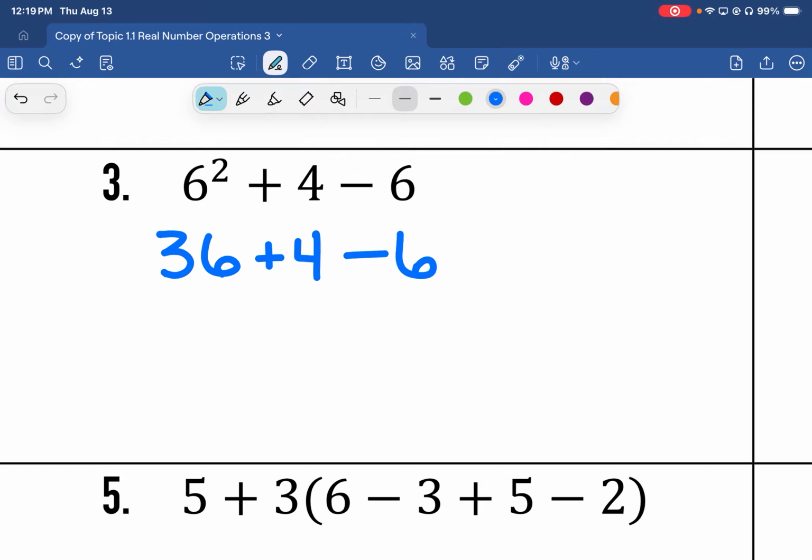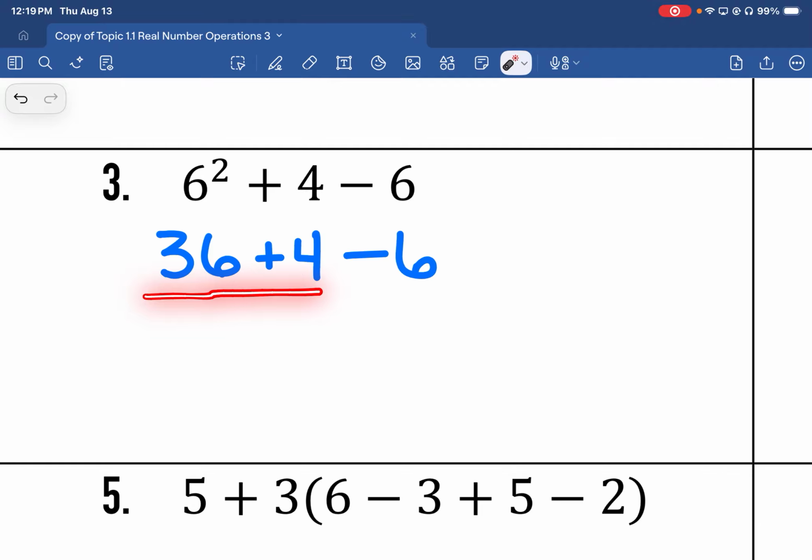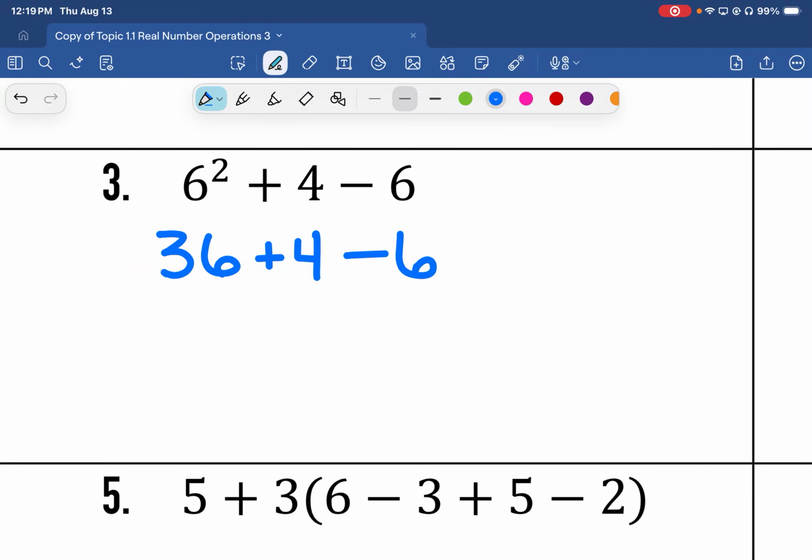Now what do I do? Add. So what is 36 plus 4? 40. What is 40 minus 6? So that right there is our answer. Wait, what? 40 minus 6 is, oh, shoot. My bad. Yep. I'm wrong. It flip-flops it because you go 6 plus 4 and then minus 6. Sorry, I wrote number 44 for some reason.